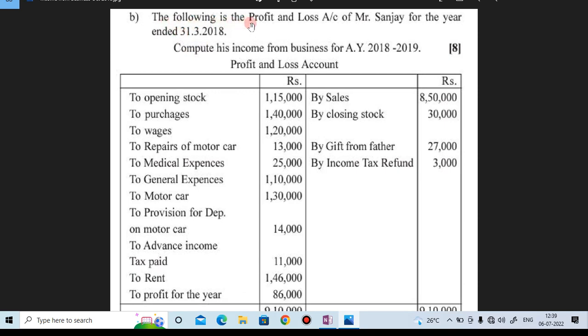The following is the profit and loss account of Mr. Sanjay for the year ended 31st March 2018. Compute his income from business for the assessment year 2018-2019. So this is the profit and loss account of Mr. Sanjay. Mr. Sanjay is the owner of the business. He has furnished some information in the profit and loss account. So this is the debit side and this is credit side.